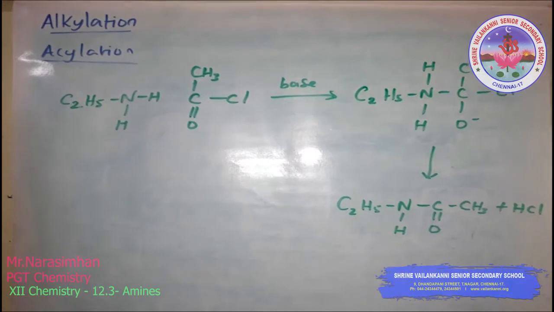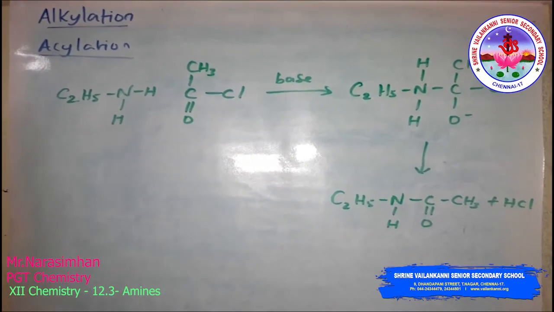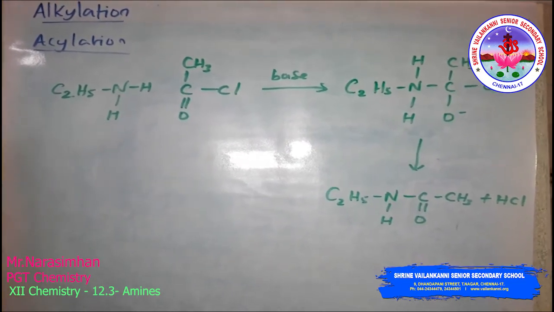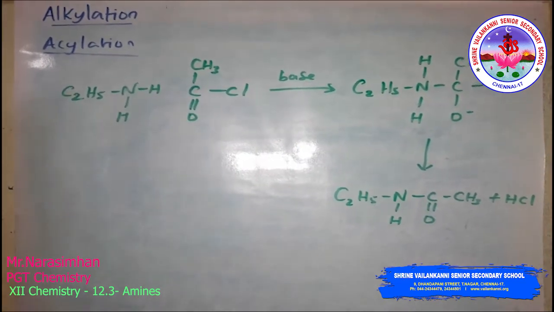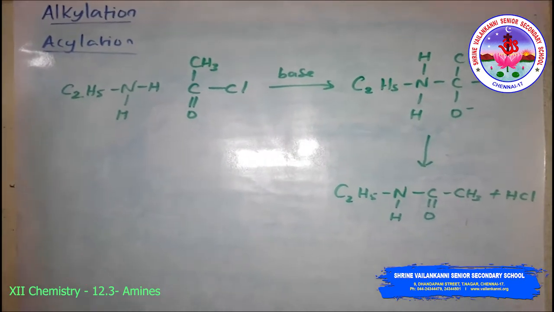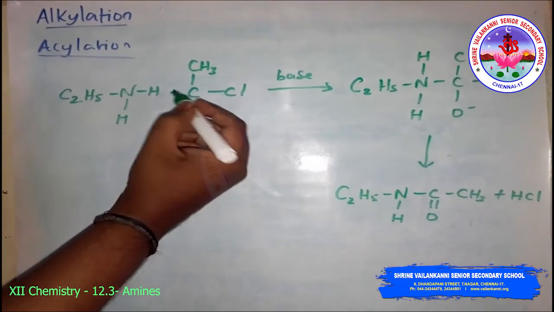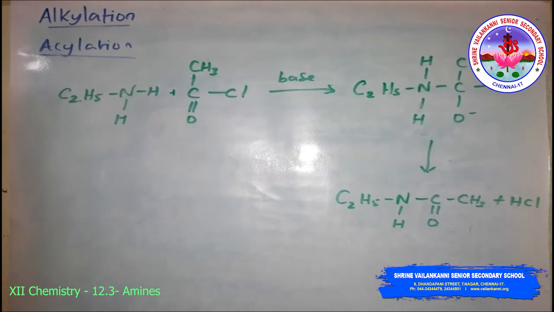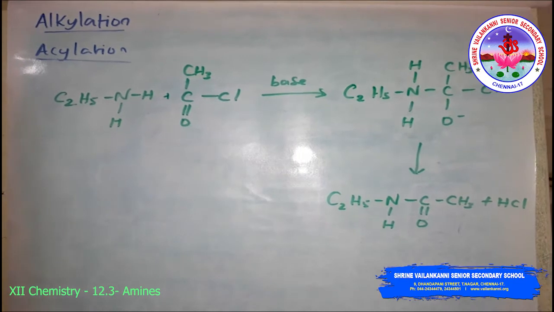Alkylation and acylation reactions. The alkylation reaction we already saw in haloalkanes and haloarenes. That is, amines undergo alkylation on reaction with alkyl halides. Now the acylation reaction. Aliphatic and aromatic primary and secondary amines react with acid chloride, esters and anhydrides by nucleophilic substitution reaction. So this reaction is called the acylation reaction.